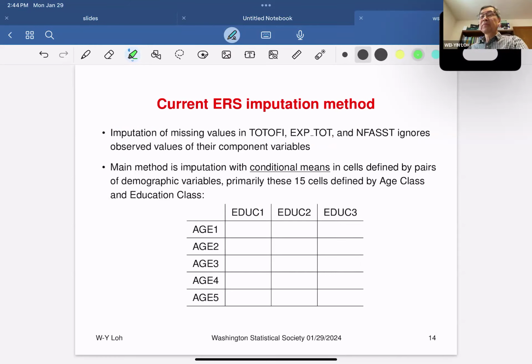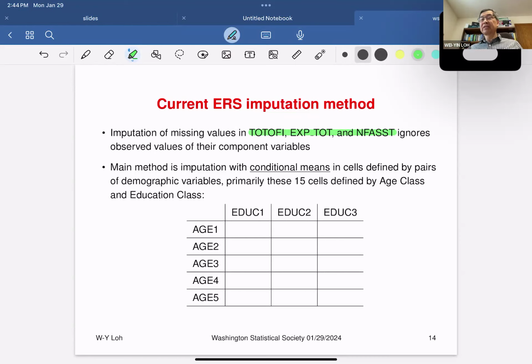So what they do is that they will take each of these variables and try to impute them. The way they impute them is, if you have a farm which is missing one of these, say total off-farm expenditure, the first one, they will find out for this farm what is the age class and education class of that farmer. These two variables are non-missing, so you can always find them.